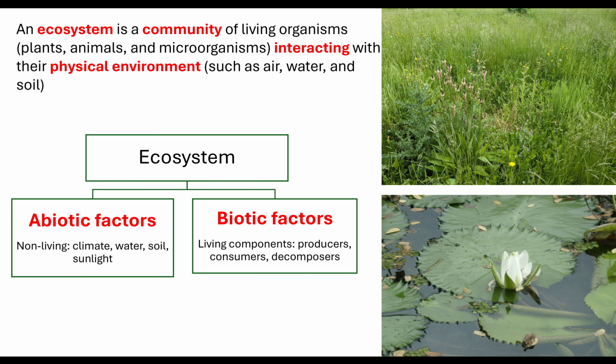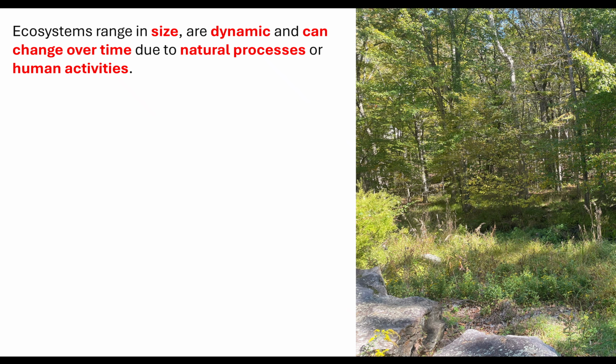So when we split an ecosystem up, we look at it with regards to the abiotic factors, the non-living factors, and then the biotic factors, the living components. And these can have an effect on where we find different organisms. So ecosystems actually range in size. They are so dynamic and can change over time due to either natural processes like our seasons, or it can be due to human activity.